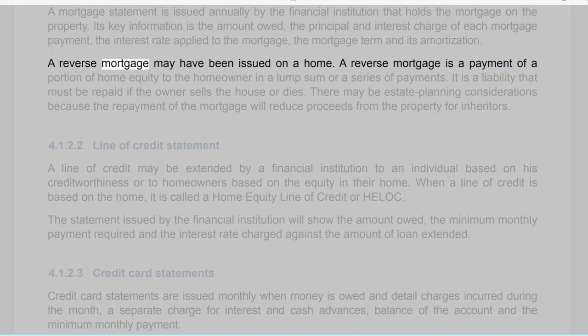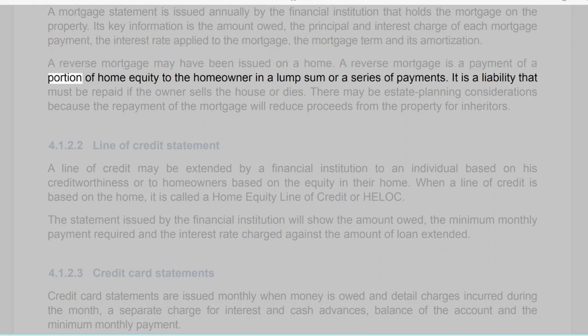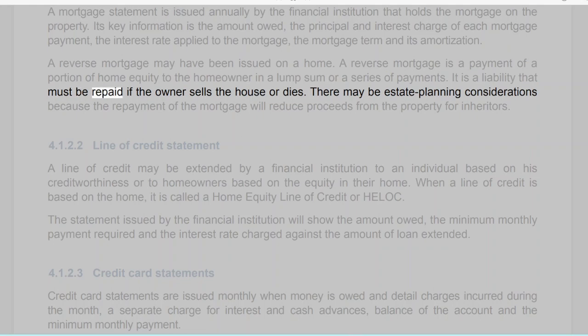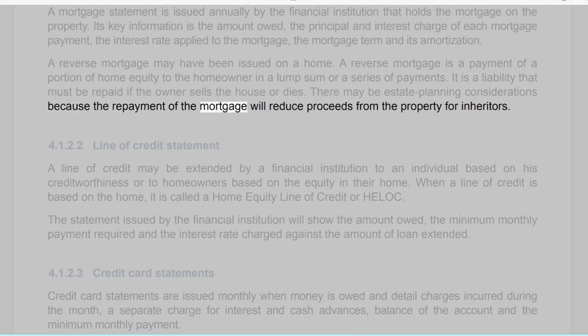A reverse mortgage may have been issued on a home. A reverse mortgage is a payment of a portion of home equity to the homeowner in a lump sum or a series of payments. It is a liability that must be repaid if the owner sells the house or dies. There may be estate planning considerations because the repayment of the mortgage will reduce proceeds from the property for inheritors.